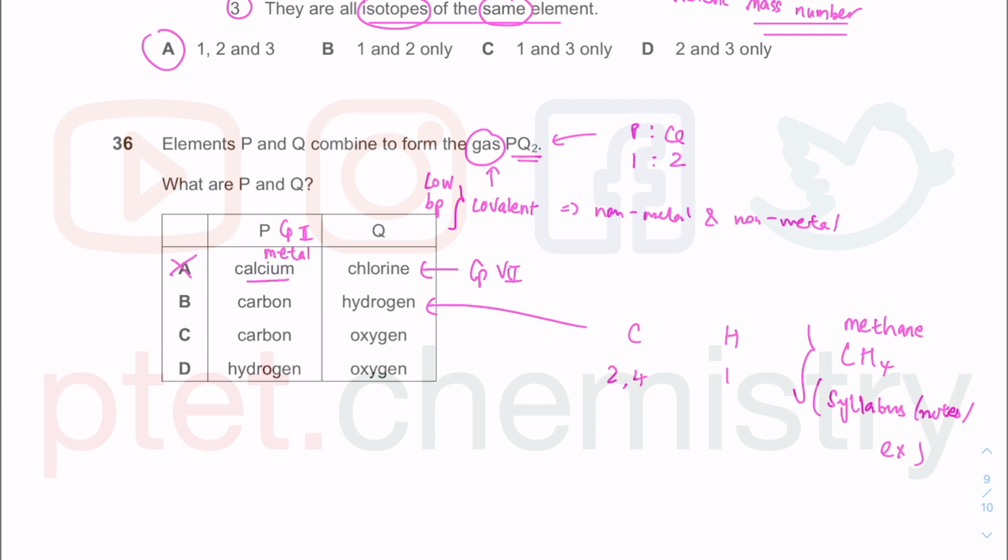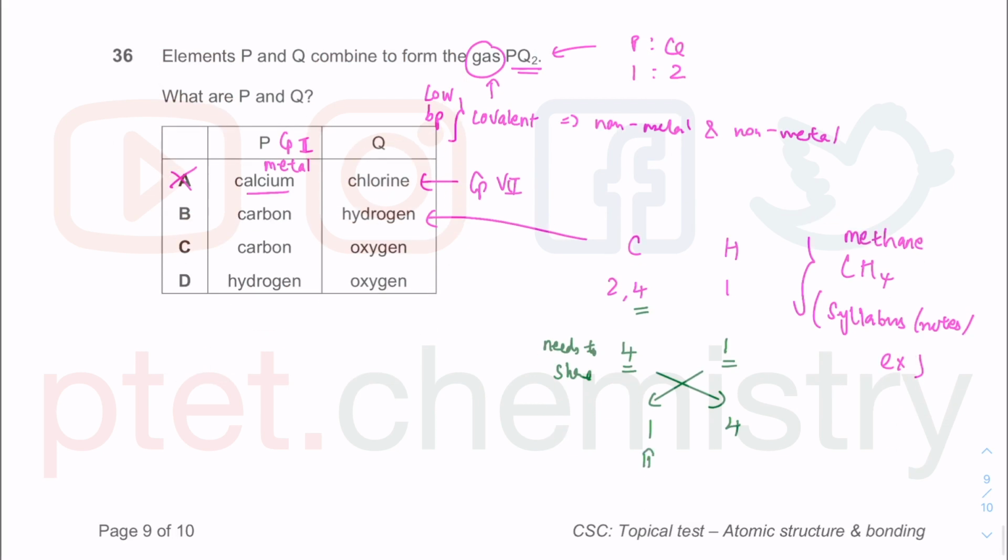Look at the configuration and think about how many electrons this needs to share. It needs to share 4 electrons, and this one needs to share 1 electron, and then we cross multiply this number and this number. Altogether we will have 1 carbon and 4 times hydrogen, so we get CH4. So it cannot be PQ2, it cannot be carbon and hydrogen, because it will be CH4. On the other hand, carbon and oxygen will give you CO2, hydrogen and oxygen will give you H2O, but be careful, they want 1 P and 2 Q.